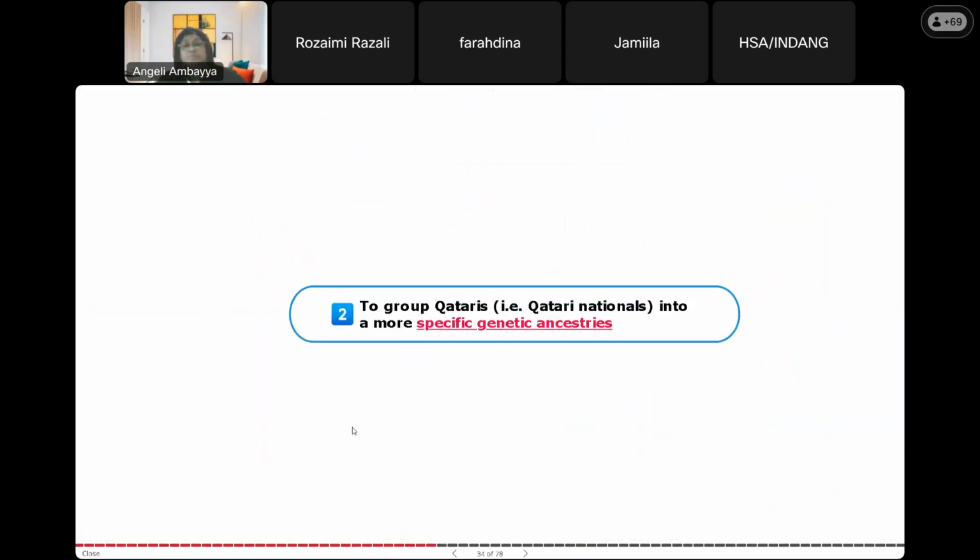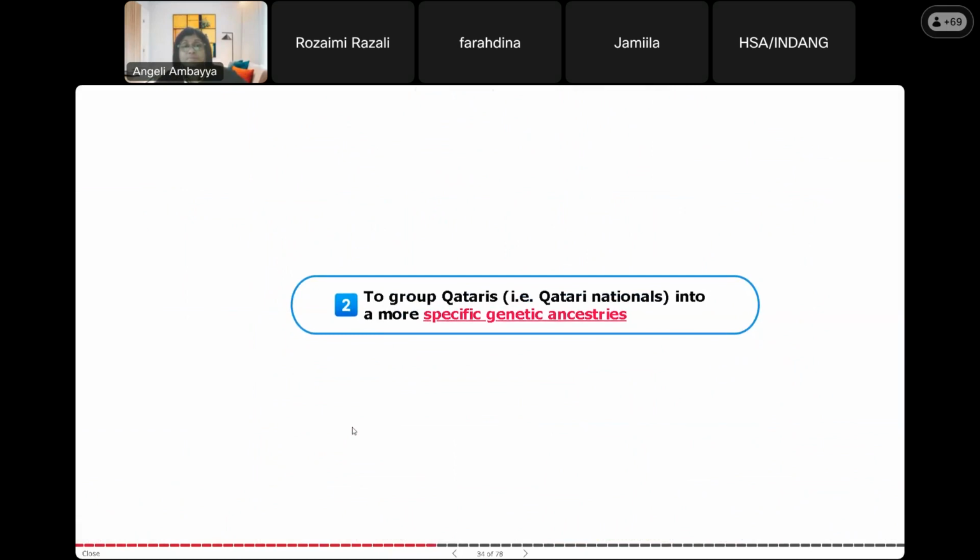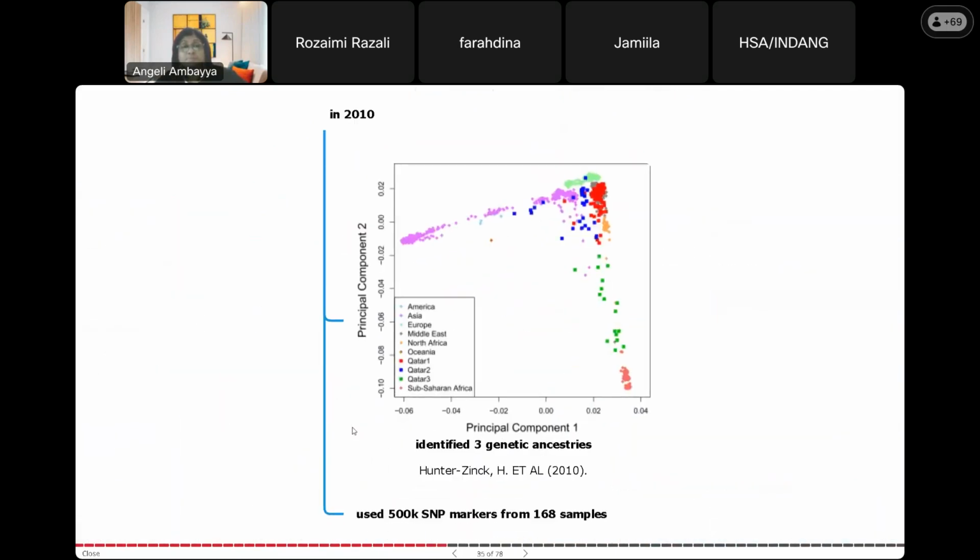Now, let us move on to the second objective, which is to group Qataris into a more specific genetic ancestry. Previously, there have been 2 attempts to group the Qatar genome into genetic ancestry. It started in 2010, when they identified 3 Qatari ancestries: Qatar 1, Qatar 2, Qatar 3, red, blue, and green. But they were using 500,000 SNP markers from 168 samples, a SNP array.